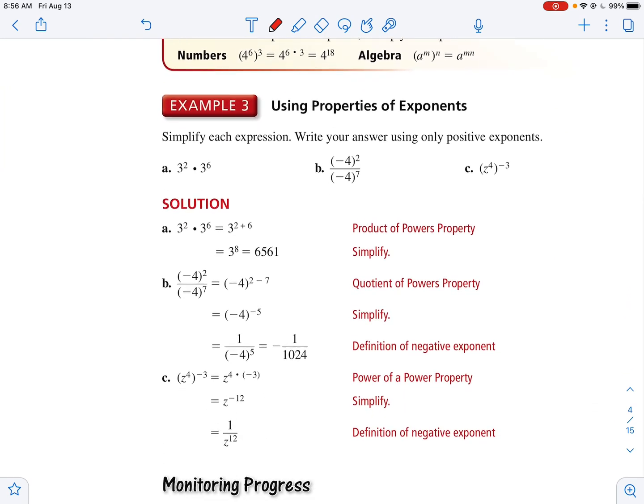So here's an example. 3 squared times 3 to the 6. Well, it becomes an add, which is the 8th, which is that. I'd be fine if you stopped right there. If the book gives you the answer at the end, check it, see if it's right.